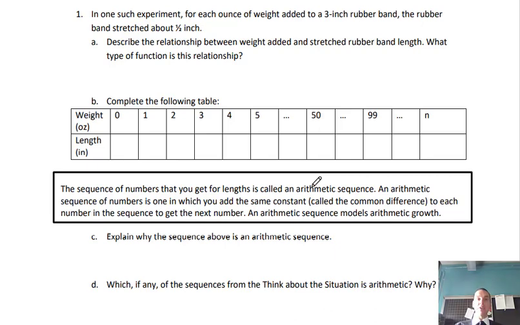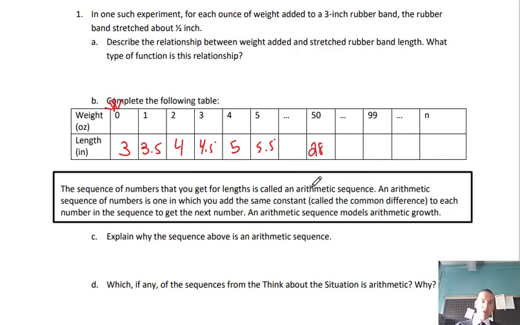So for every ounce of weight added, it added another 1/2 inch. So this is our starting value. Our starting value was 3 inches. It's with a 3-inch rubber band. For every weight added on, we added on another 1/2 an inch. So you could continue this pattern. 50 would be 28. 99 will be 52.5.